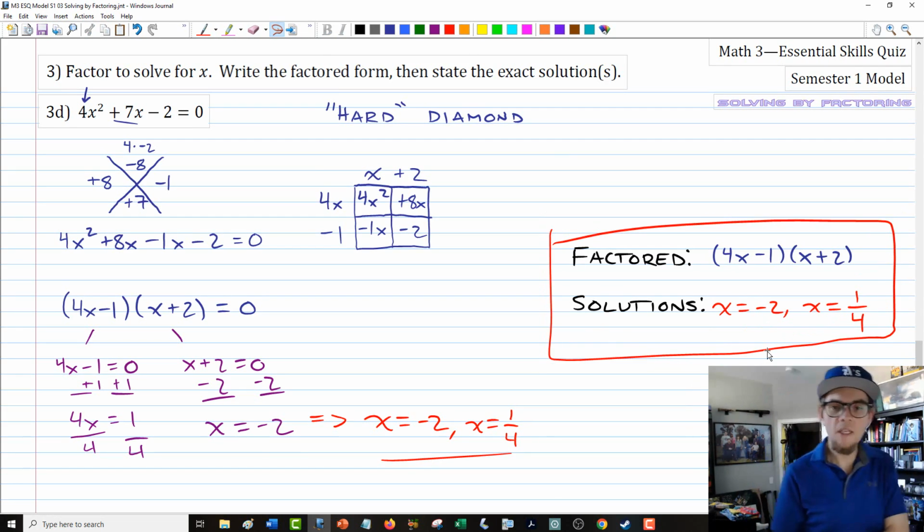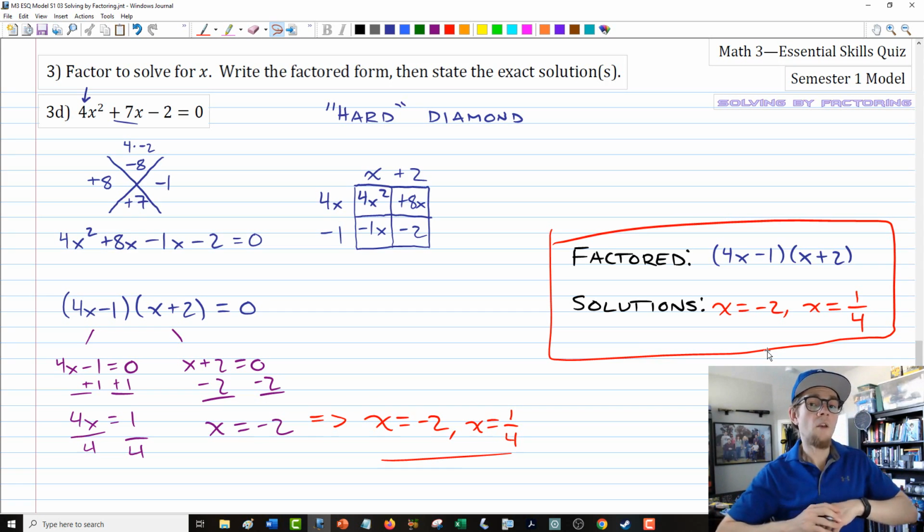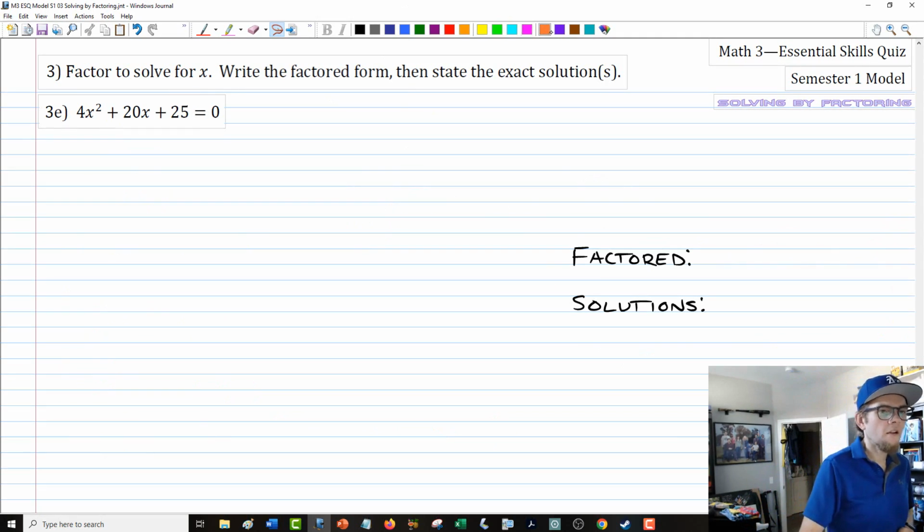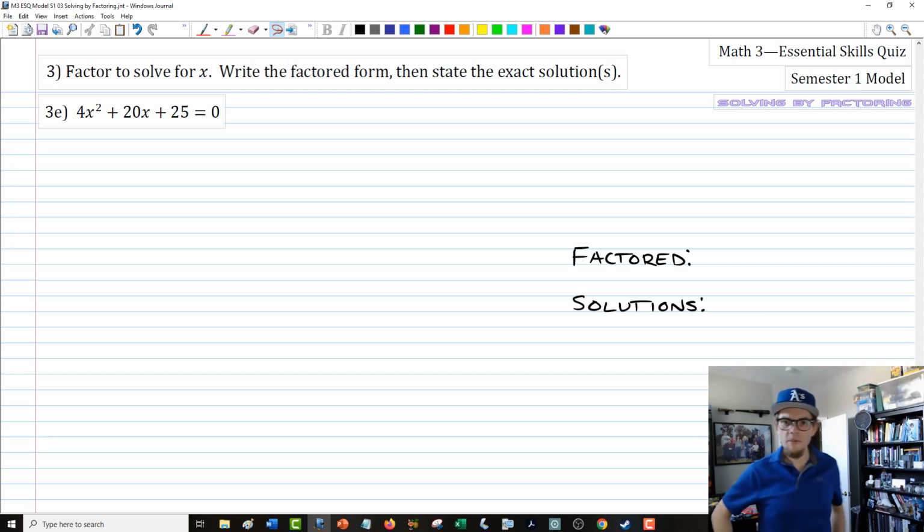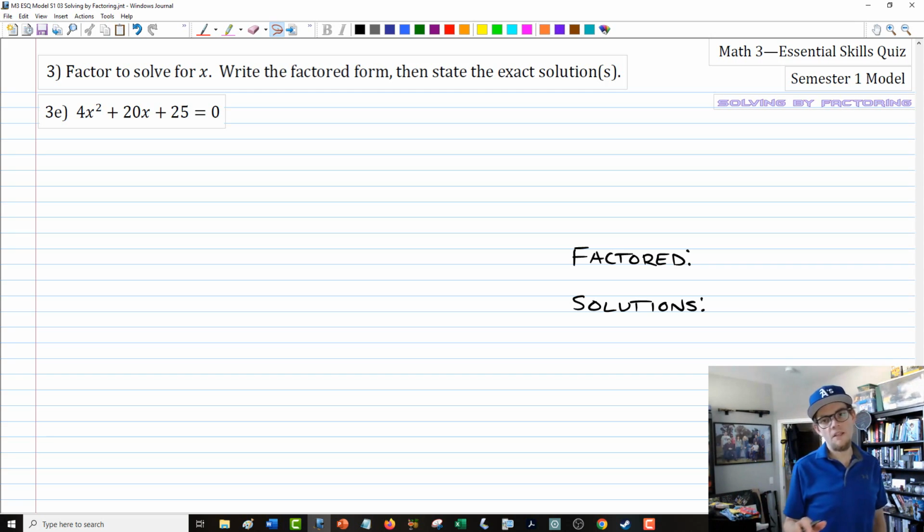So there is 3D. Again, we're using the diamond, but this time it is what we call the hard diamond because of that non-1 leading coefficient. But we handled it basically the same way. Finally, our last one here. And this is one that I'm going to tell you right now, I plan to use a different technique than maybe you'd be taught in a different class.